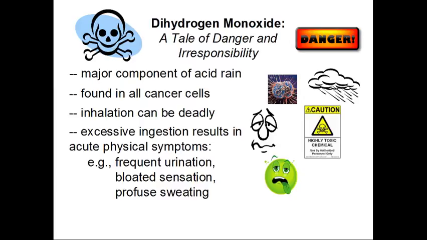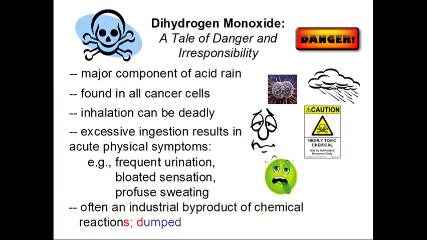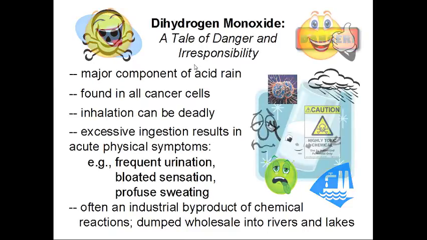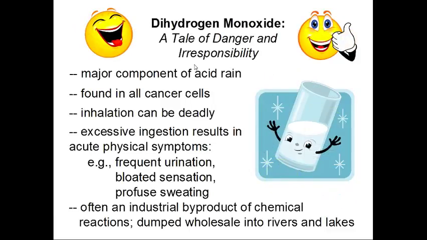It is a major component of just about every poison in existence, and yet it's not banned. There's nothing out there that's stopping it, and it's an industrial byproduct of chemical reactions. Also, people dump it into rivers and lakes all the time, and yet it's still out there, still a danger to society. And hopefully by now you've looked at these up here and saw dihydrogen, 2 hydrogens, monoxide, 1 oxygen, aka H2O. Yeah, don't really think that's a big deal, but it just kind of shows you how things can scare you when you use chemistry words sometimes.